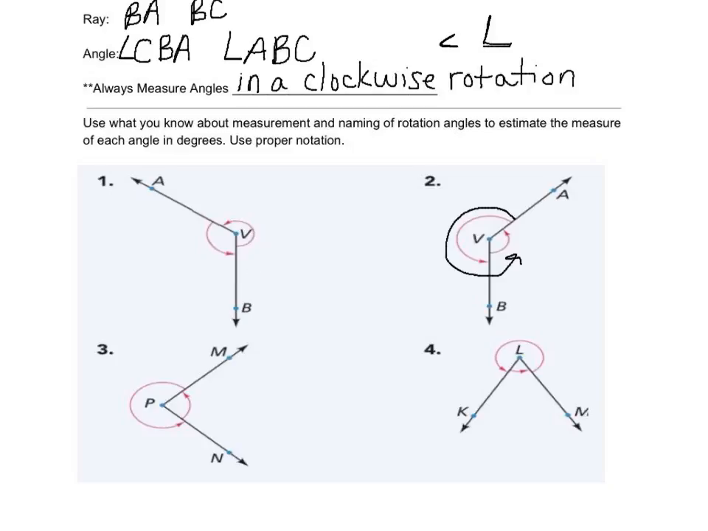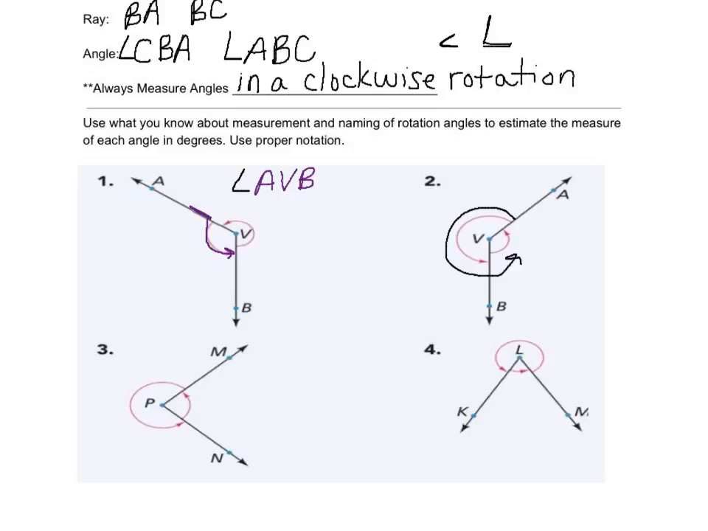the first angle, so we're going to use proper notation, so I'm going to have angle, and we're going to start, I'll actually switch colors here, it might be a little easier to see. We're going to start on this ray, and we're going to move that way. So I'm going to have angle A, V, B. And if you need to, turn your paper to do an estimation.